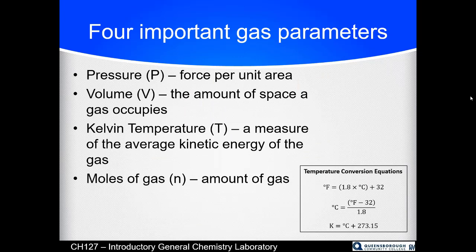So we're going to look at 4 potential variables, although some of them we won't change at a time, so that we only have 2 that are changing at any given time. Pressure, abbreviated capital P, volume, abbreviated capital V, temperature, abbreviated capital T, and amount of gas in moles, abbreviated with a lowercase n.